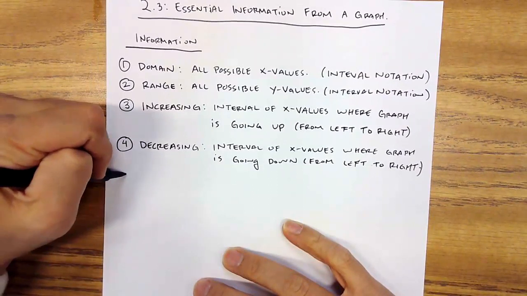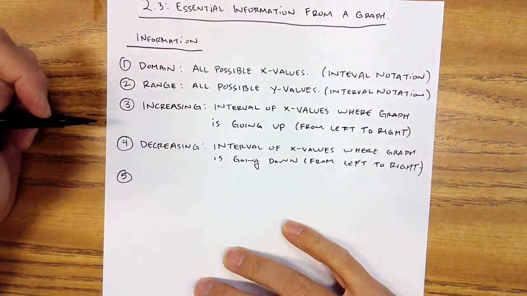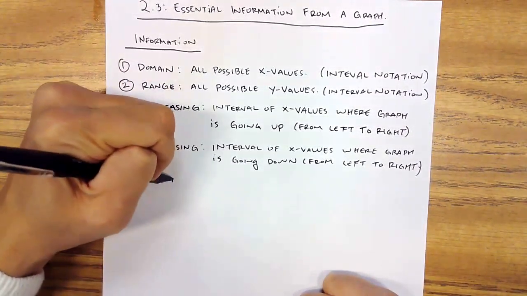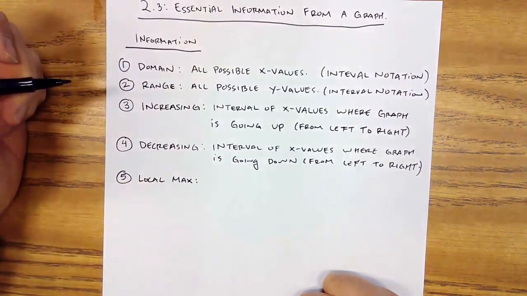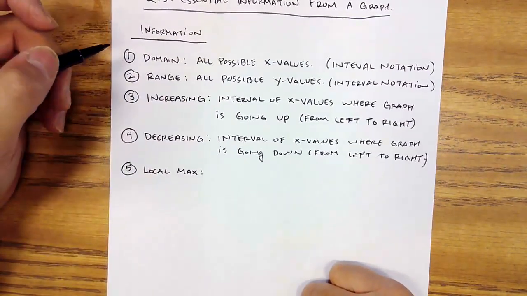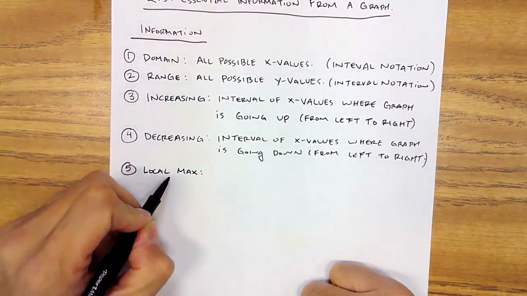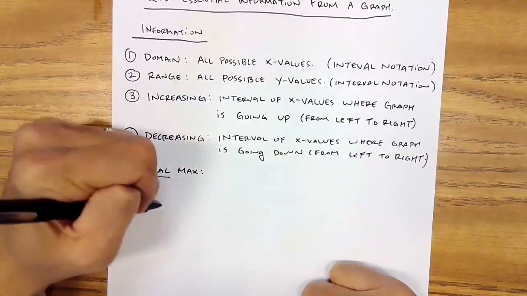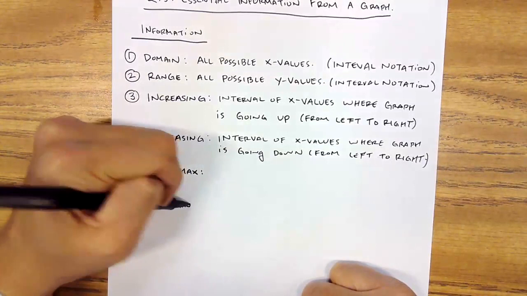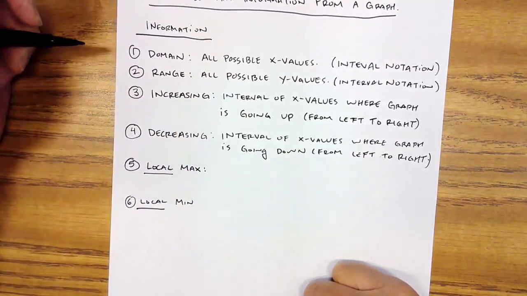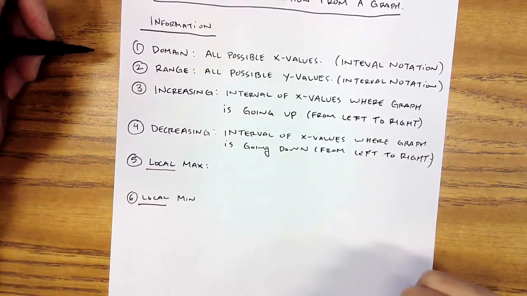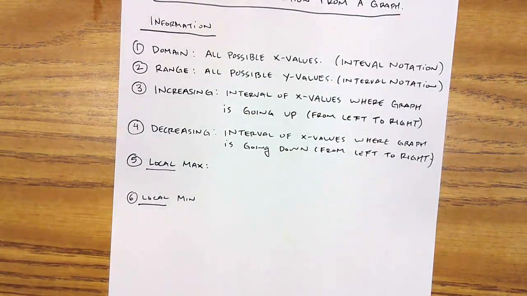Number 5, local max. Okay. The word local, what does that mean? And number 6 is local min. What does the word local mean? Not in Spanish. Huh? Near? Like, yeah, it's near, right? It's a community, right? Yeah, local community means La Crescenta, right?